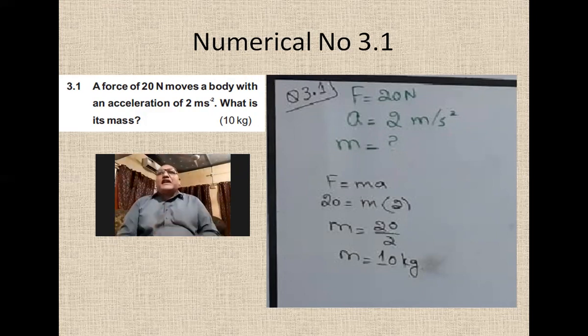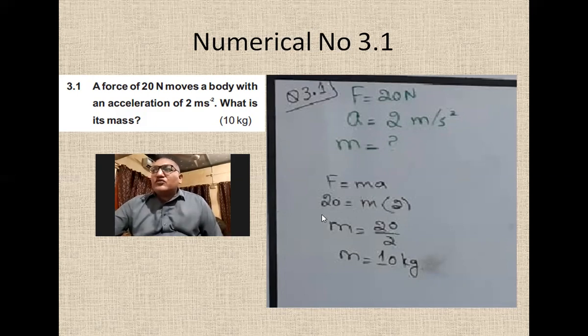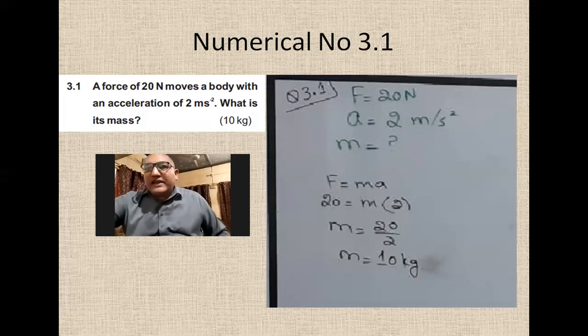So we will write that equation, F equals ma, and in that equation, F is 20 Newton, a is 2 meters per second square, and m is the question. Here I have substituted the values, 20 and a with 2. So this 2 will go to the other side. Here it is multiplying with m. When it goes to the other side, it will divide. So m equals 20 divided by 2. So m will be 10 kg. That is numerical 3.1. The question was, what's the mass? That's 10 kg. I hope that you have understood this numerical.